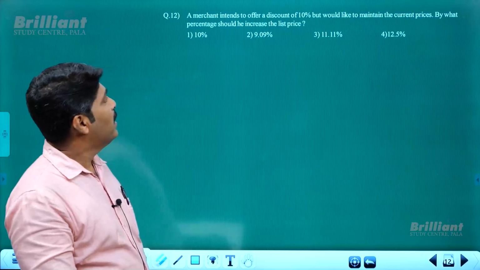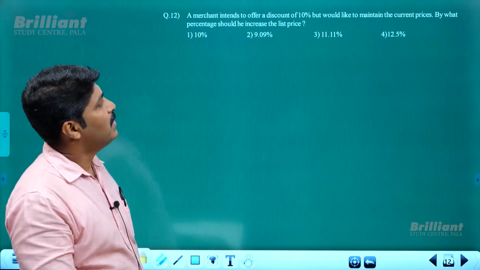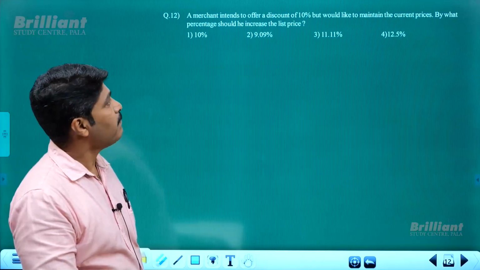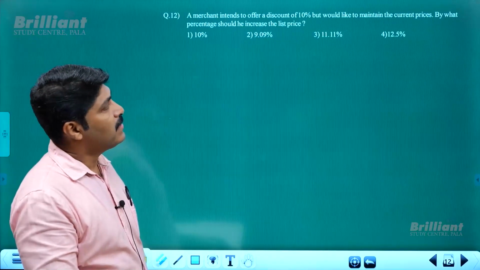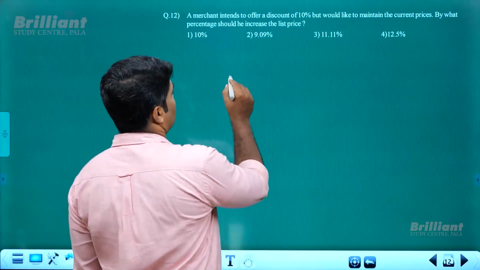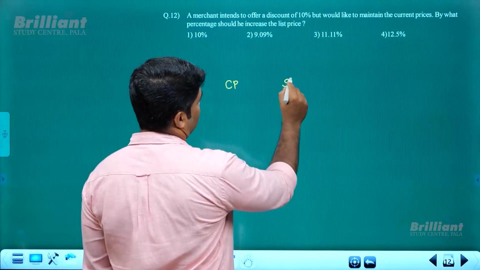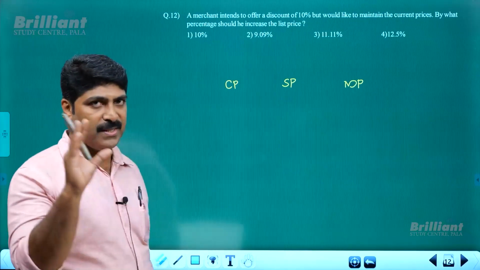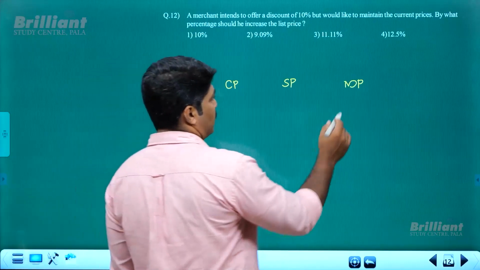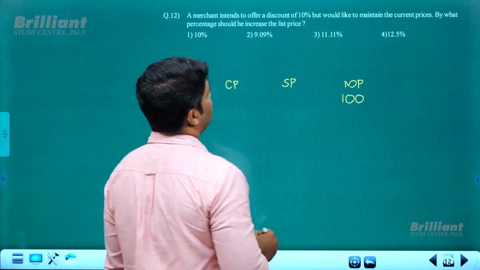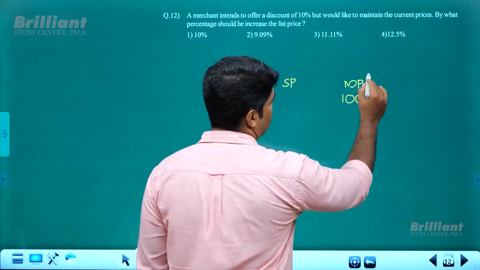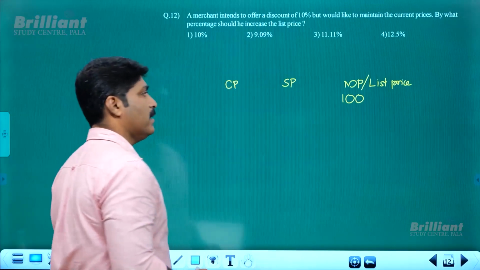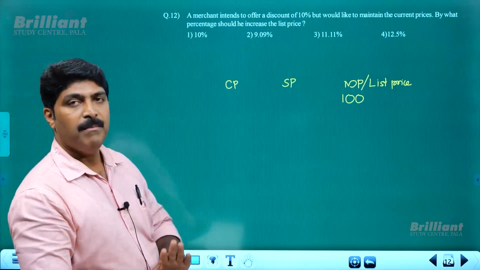The next question. A merchant intends to offer a discount of 10%, but would like to maintain the current price. By what percentage should he increase the list price? So here, 3 basic parameters: cost price, selling price, and market price. First of all, understand the situation clearly. Suppose the marked price or the listed price. This marked price is same as list price. This is same as listed price or list price. Got it? Yes. So we are starting with marked price.